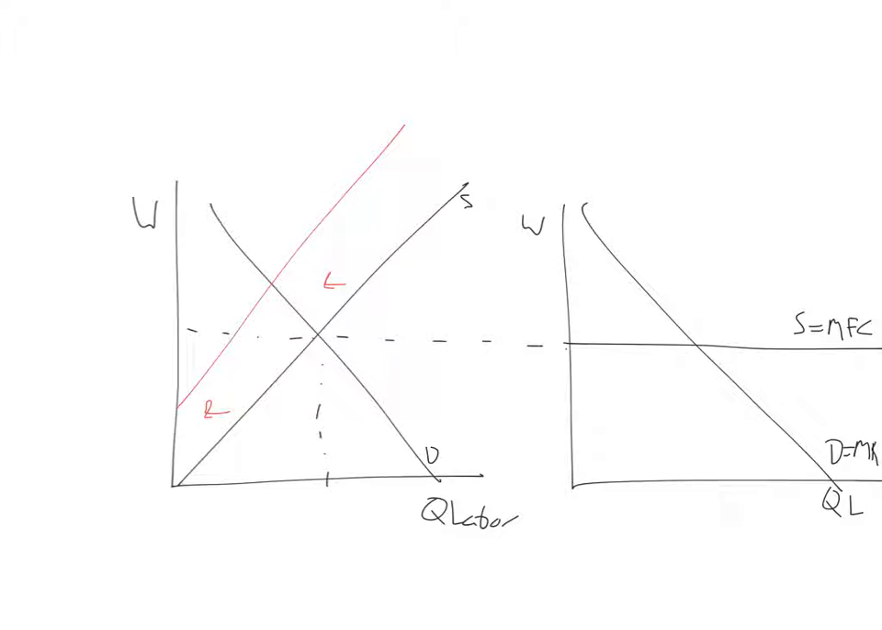Well, at your new equilibrium, they're going to be paid a higher wage, but there's less of them. So you dot over, and you have a new S equals MFC curve, or marginal factor cost. And your new point of hiring is right here.